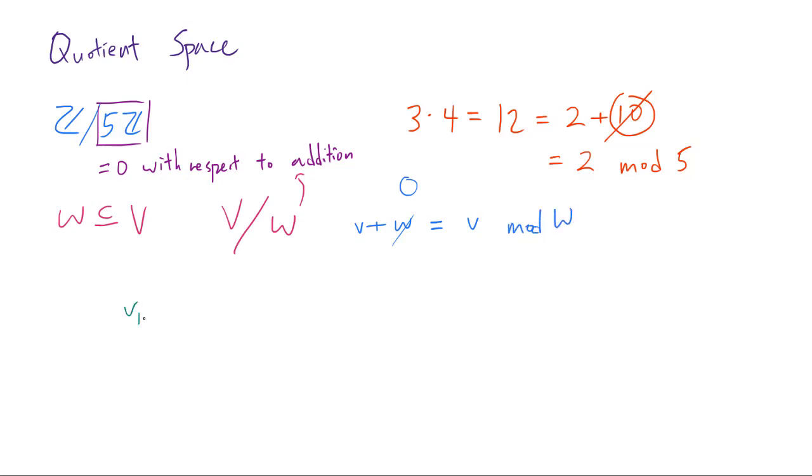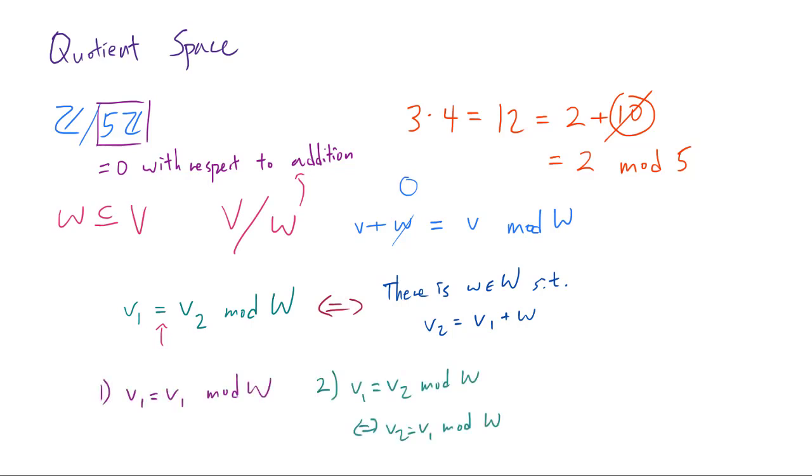More rigorously speaking, we're really saying that v1 and v2 in V are equal to each other in the quotient space if and only if we can go from v1 to v2 or vice versa using some element in W. So there is some w in W such that v2 is equal to v1 plus w. And I encourage you to pause here and check that this equality in the quotient space does have all the usual properties that you may expect, such as reflexivity, symmetry, and transitivity.